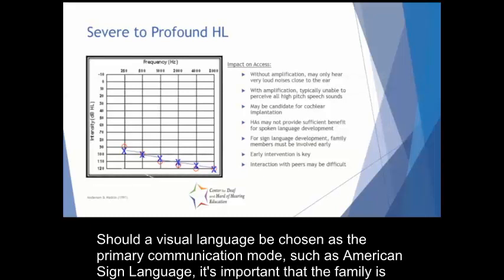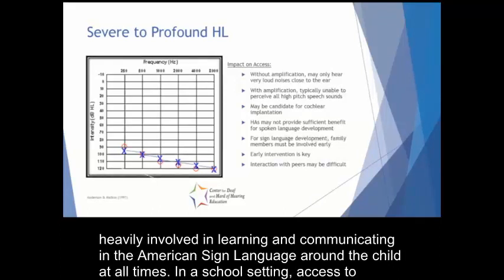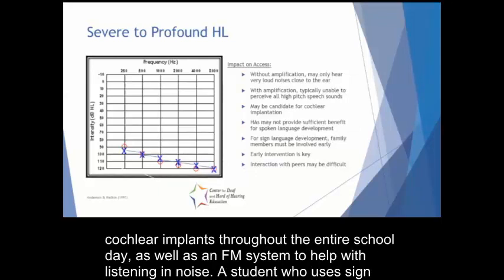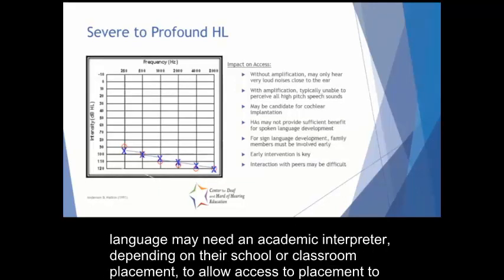Should a visual language be chosen as the primary communication mode, such as American Sign Language, it's important that the family is heavily involved in learning and communicating in American Sign Language around the child at all times. In a school setting, access to instruction is a key concern. For spoken language users, the student may be wearing their personal technology, such as hearing aids or cochlear implants, throughout the entire school day, as well as an FM system to help with listening and noise. A student who uses sign language may need an academic interpreter, depending on their school or classroom placement, to allow access to academic instruction.